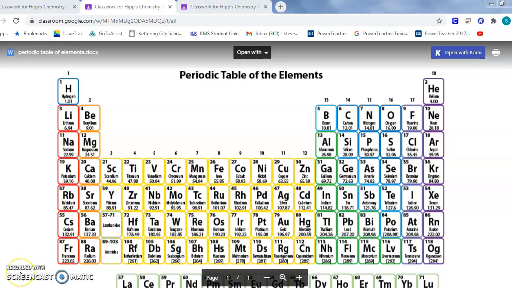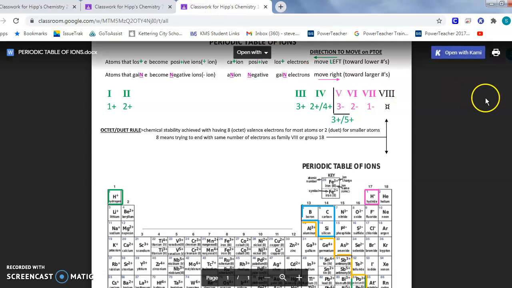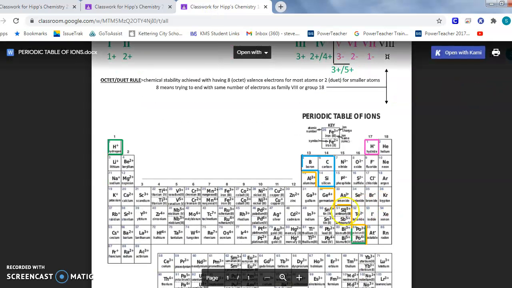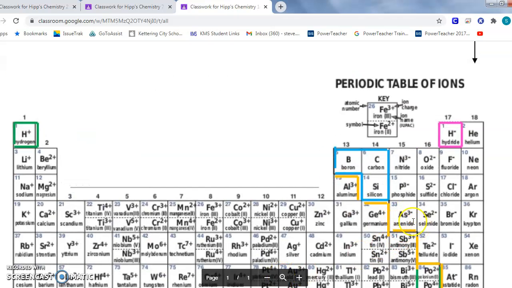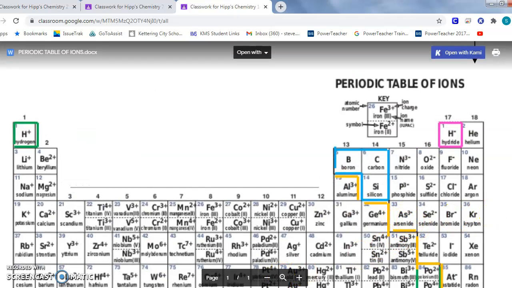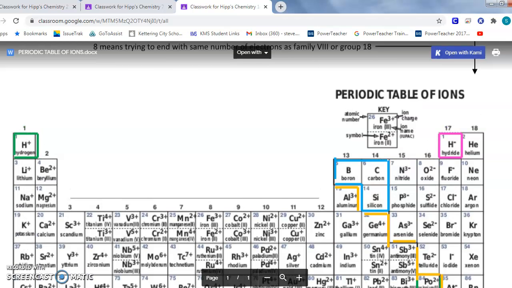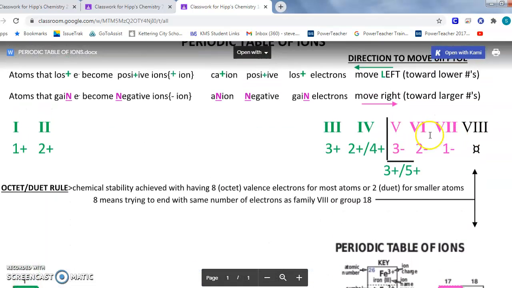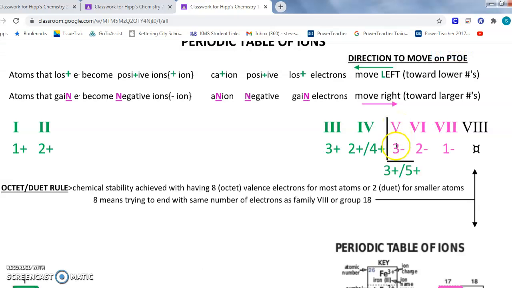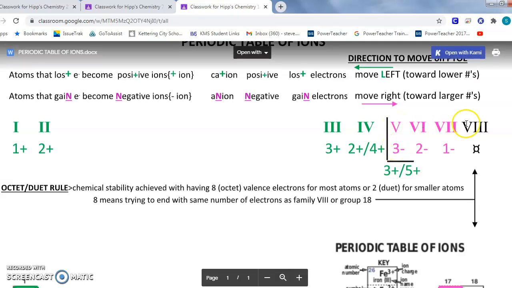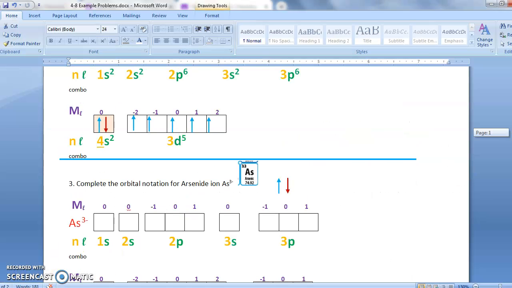We will soon see. If we look on our periodic table of ions, we look right here. We also see that arsenic loves to become 3 minus and become just like krypton's configuration with electrons. Arsenic is in family Roman 5. Family Roman 5 wants 3 electrons to end up like Roman 8. So we're ready to begin.